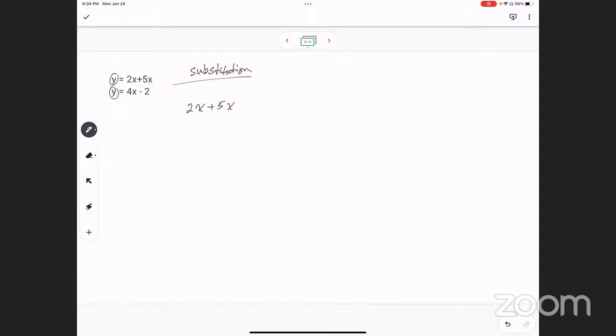I don't think there's an x here. I think you wrote that wrong. You want to check it? Oh yeah. I didn't mean to write that x. Equals 4x minus 2. See how I just substituted one y into the other y? Oh, okay. Makes sense? Yeah. And now I can solve that equation for x.